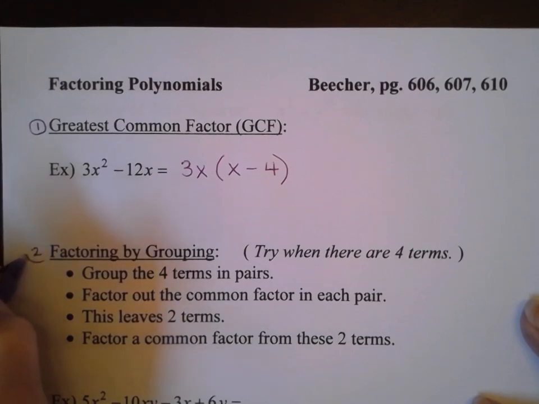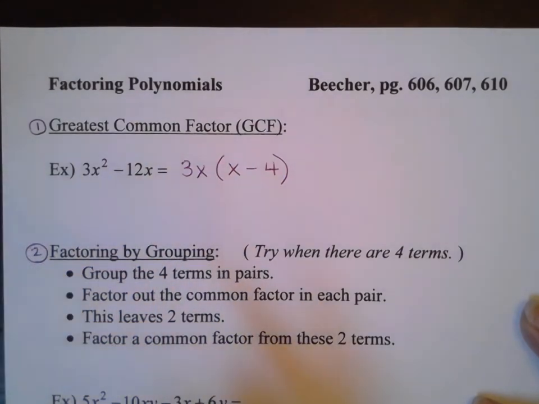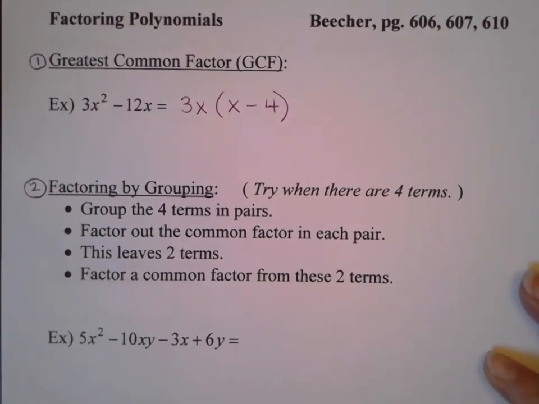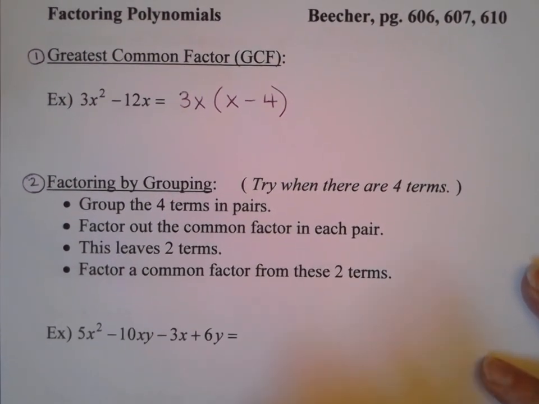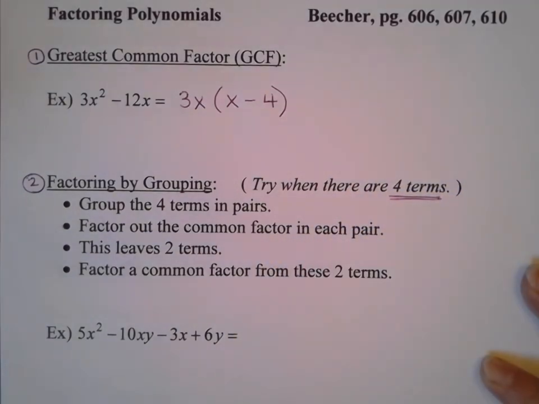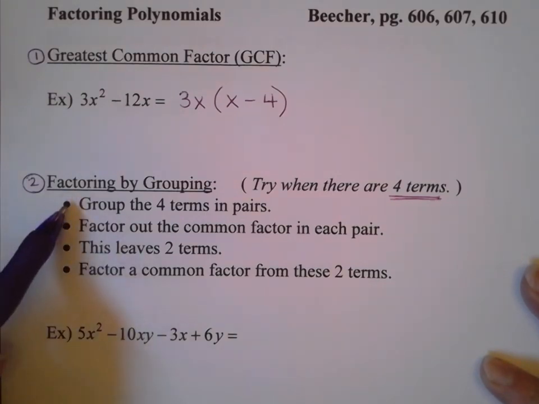The second category goes well with the GCF because it is sort of like 2 steps of doing the GCF together, and this is factoring by grouping. Factoring by grouping works the best when you have 4 terms. That's really when this method is applicable. This is the basic process. We're going to take those 4 terms and group them into pairs, and then we're going to factor out the common factor in each pair.